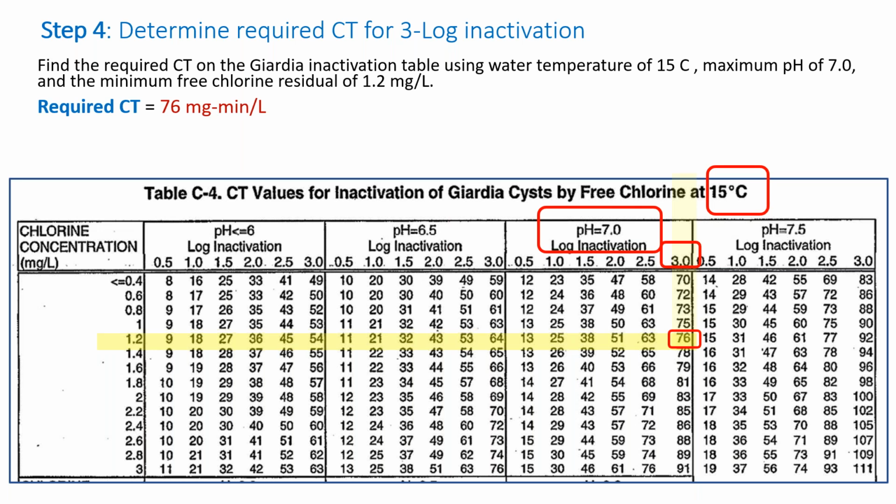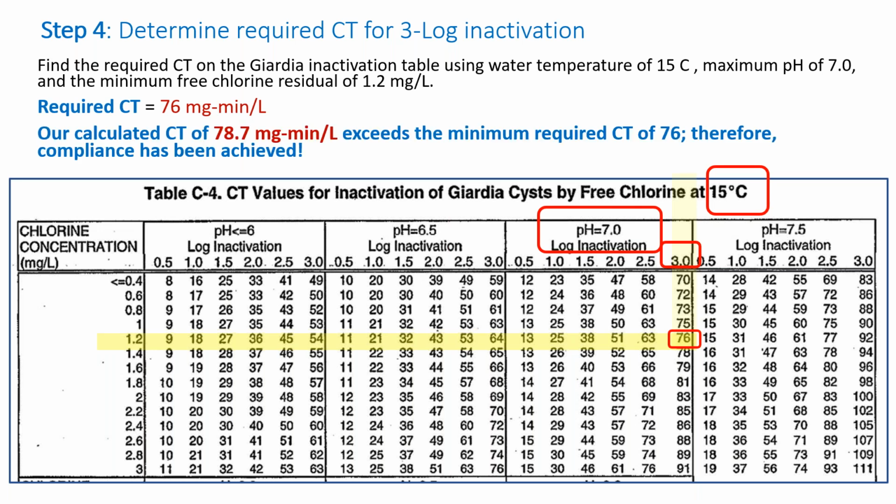And we just calculated that we achieved 78.7 with that 75,000 gallon tank. So that exceeds the minimum of 76, and so we achieved compliance. Now with our 100,000 gallon tank, we really exceeded the compliance. I think I'm learning from that, because the larger basin gave us more contact time, and so we really exceeded that minimum required.